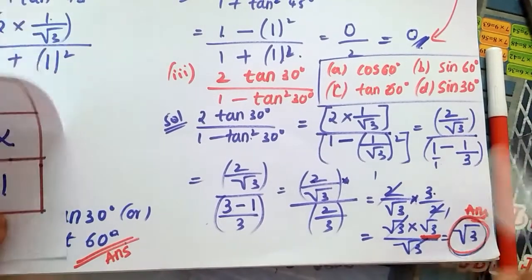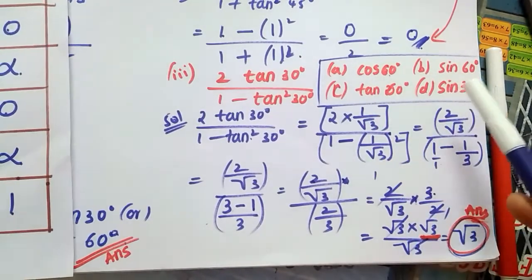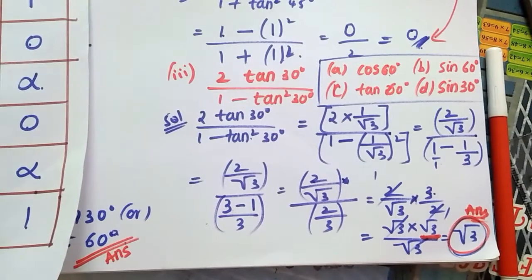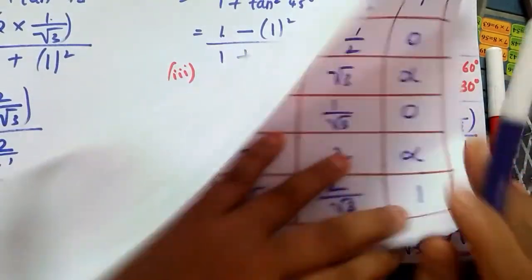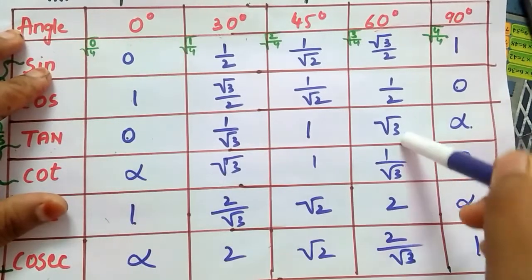Root 3 is just the answer given in terms of cos, sine and tan based on the angles. So what we will do, we will check for root 3. Where are we getting root 3? In our table, where are we getting root 3? Just check that here. It's here.